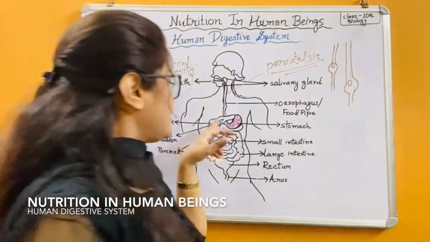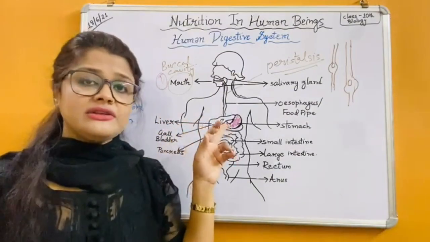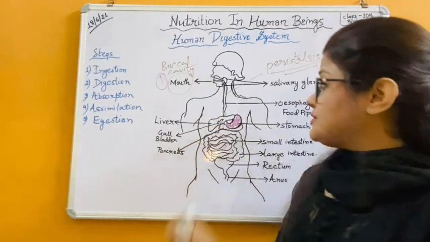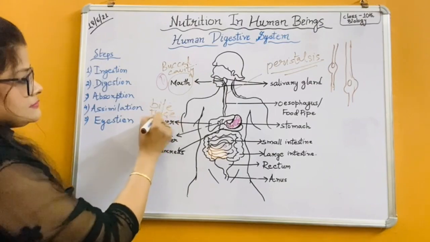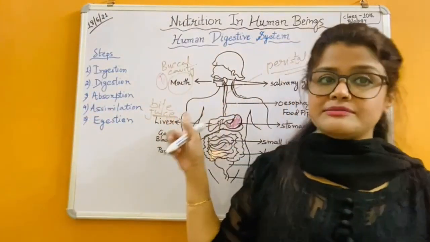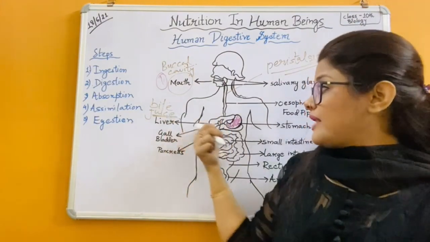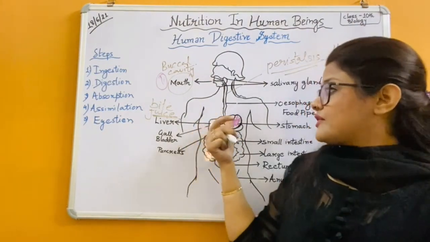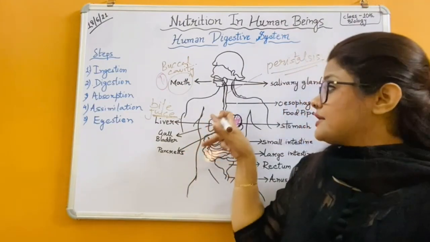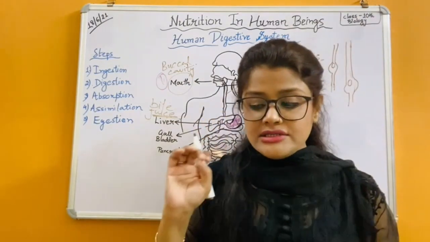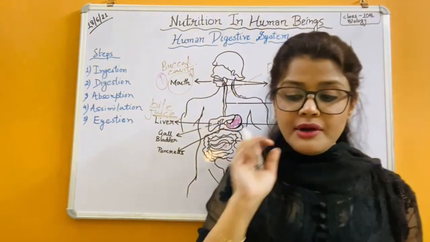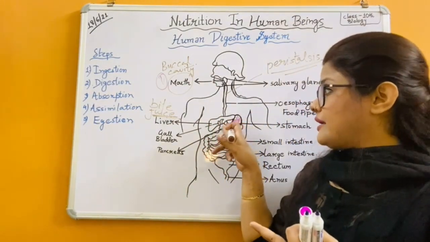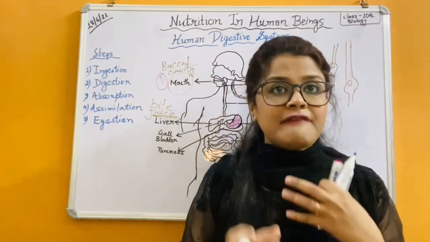Now, the liver is also a gland. In fact, it is the largest gland of our body. So what does the liver do? The liver produces bile juice, which is stored in the gallbladder, a small sac-like organ, and this bile juice helps in the digestion of fats. So again, remember: in the stomach the digestion of protein happens, and with the help of bile juice the digestion of fats takes place.